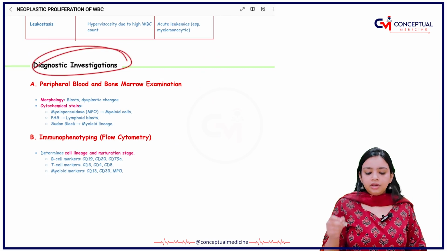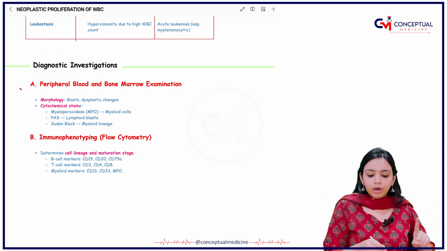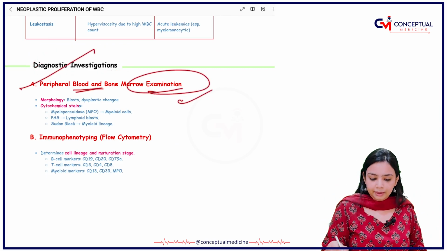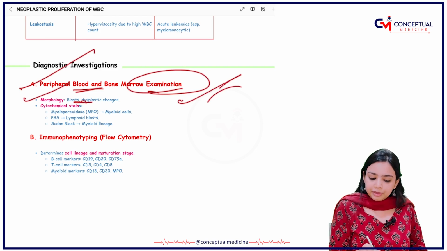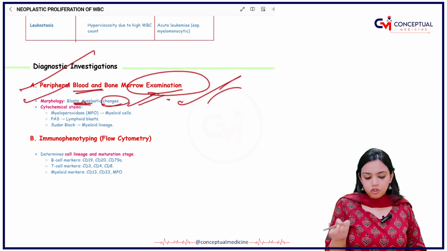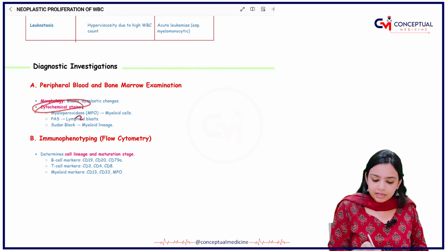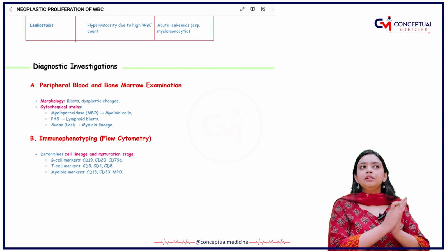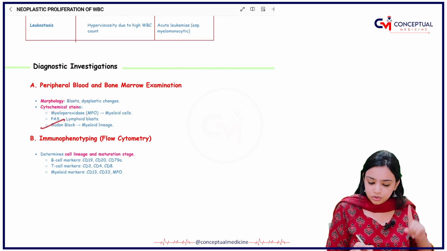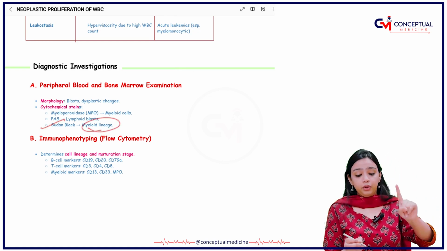What are the diagnostic investigations? First thing, I have to order a peripheral blood examination. In the morphology, I am able to see blasts and dysplastic changes. What are the cytochemical stains I will take into consideration? Sudan black, with which I am able to see the myeloid lineage.